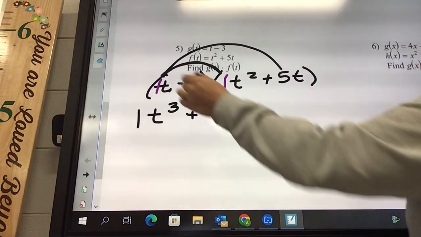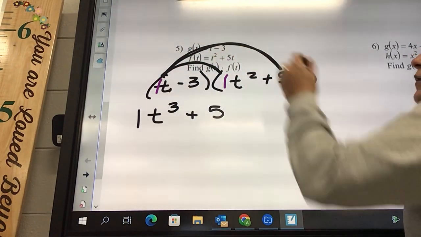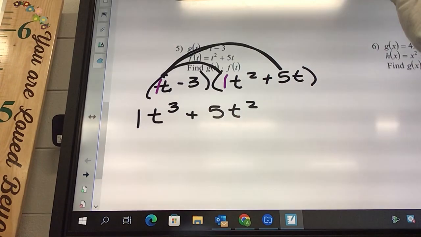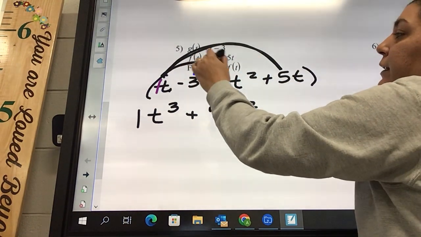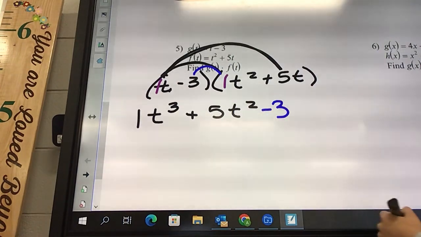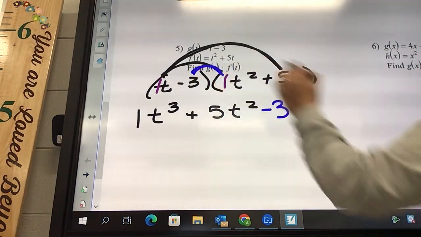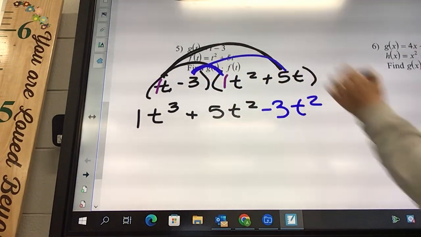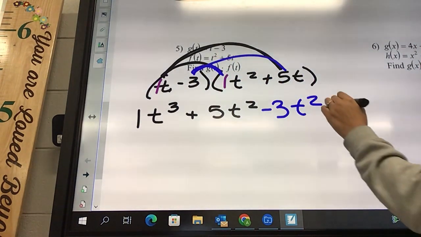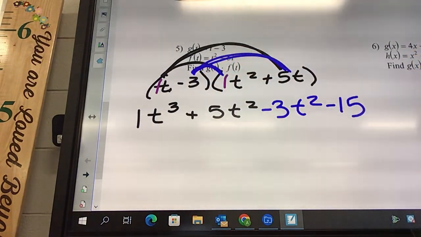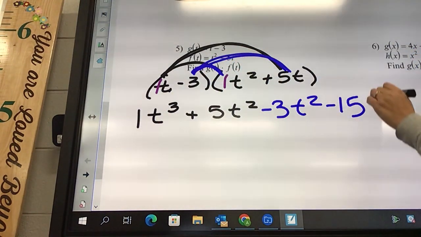Okay, and then how many t's from here to here? 2. So you're going to say t to the 2 power. Negative 3 times 1. Negative 3. How many t's from here to here? t squared. Negative 3 times 5. Negative 15. How many t's from here to here? 1.